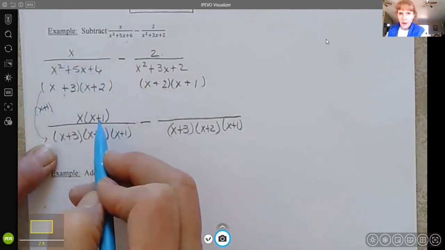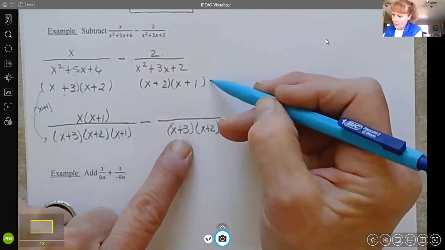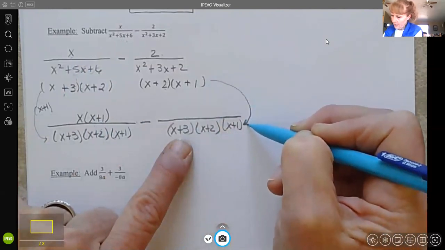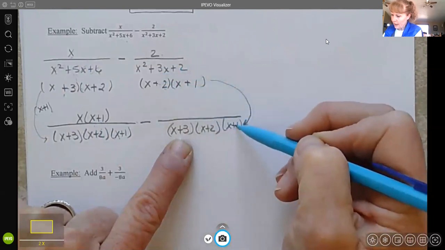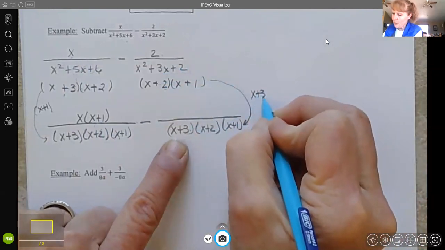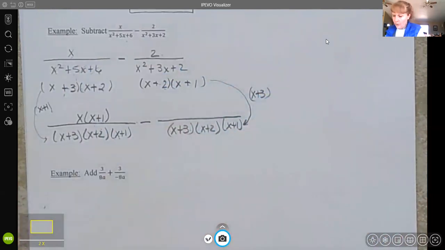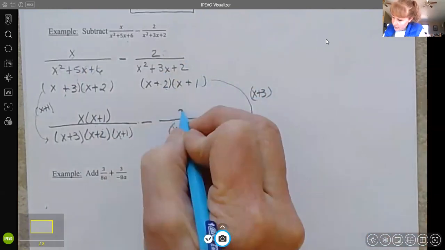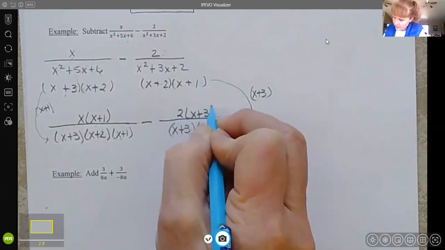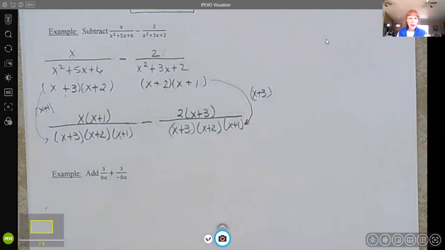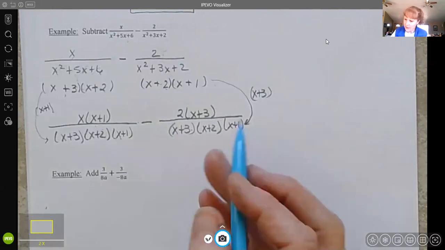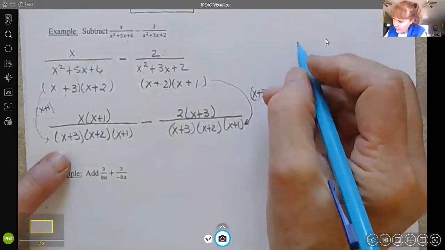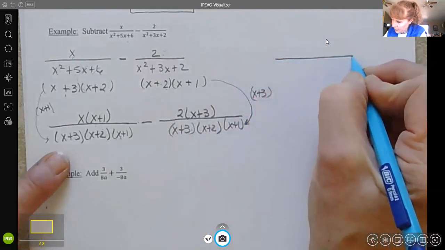Our next fraction, to go from here to here, I've got an x plus 2, an x plus 1, I need an x plus 3. That's what I'm missing. So I'll take the numerator 2 times that same thing I was missing in the denominator. So I'll take 2 times x plus 3. Okay, now I'm going to simplify my numerators, and I'll end up changing the sign on the second numerator. But I'll go ahead and write it over here.